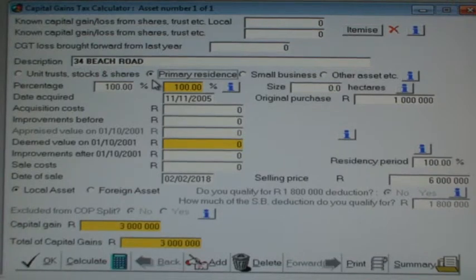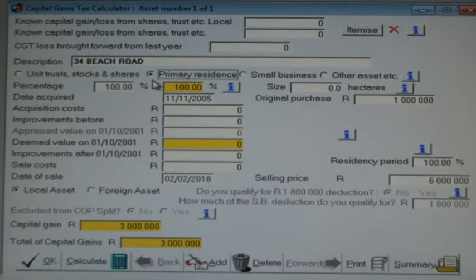All we need to do to change the type of asset is to select the primary residence button here. We can immediately see that the amount going towards capital gains tax has dropped from 5 million rand to 3 million rand. This, of course, is because the profit on a primary residence sale qualifies for a 2 million rand exemption. If the selling price was less than 2 million, then CGT does not apply at all, and this is an important thing to remember.